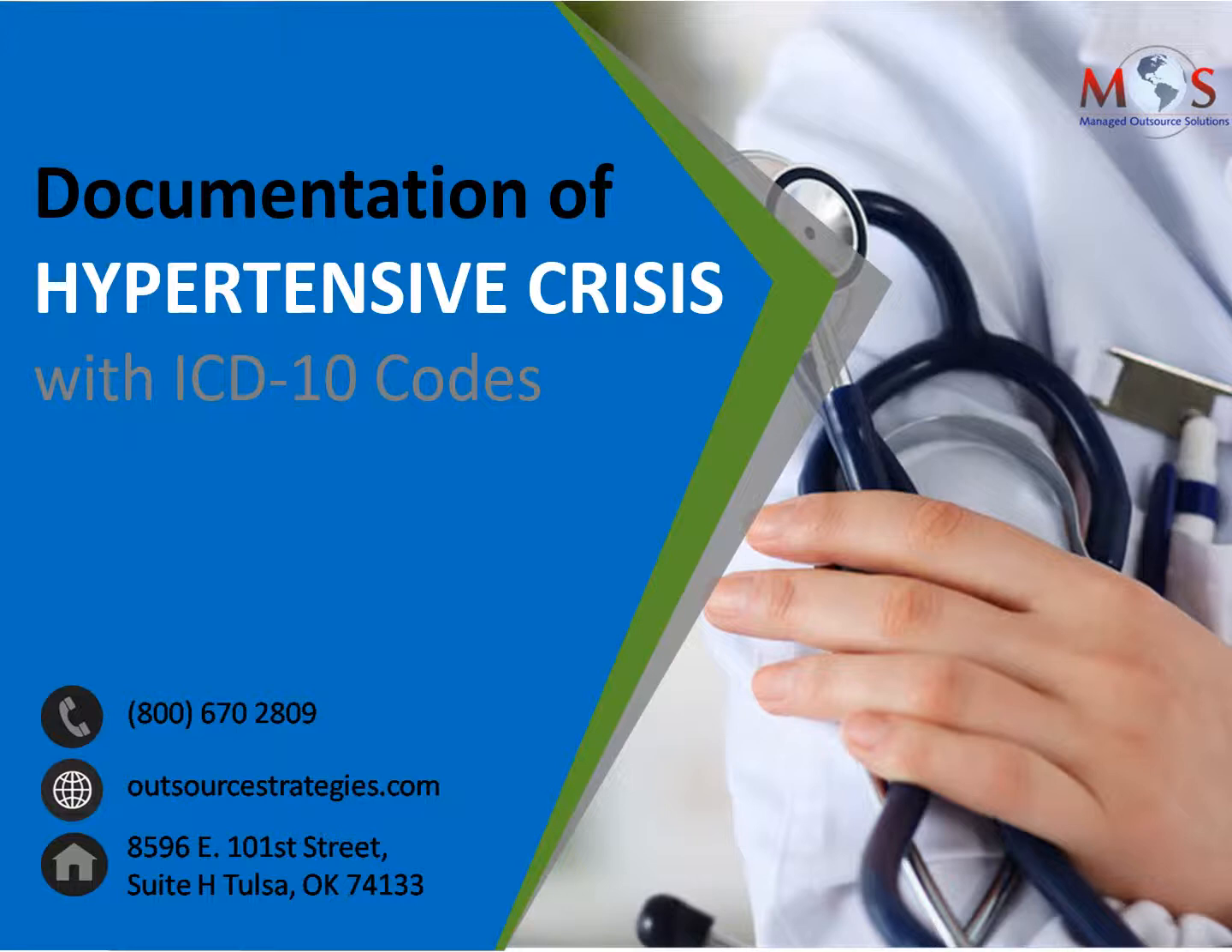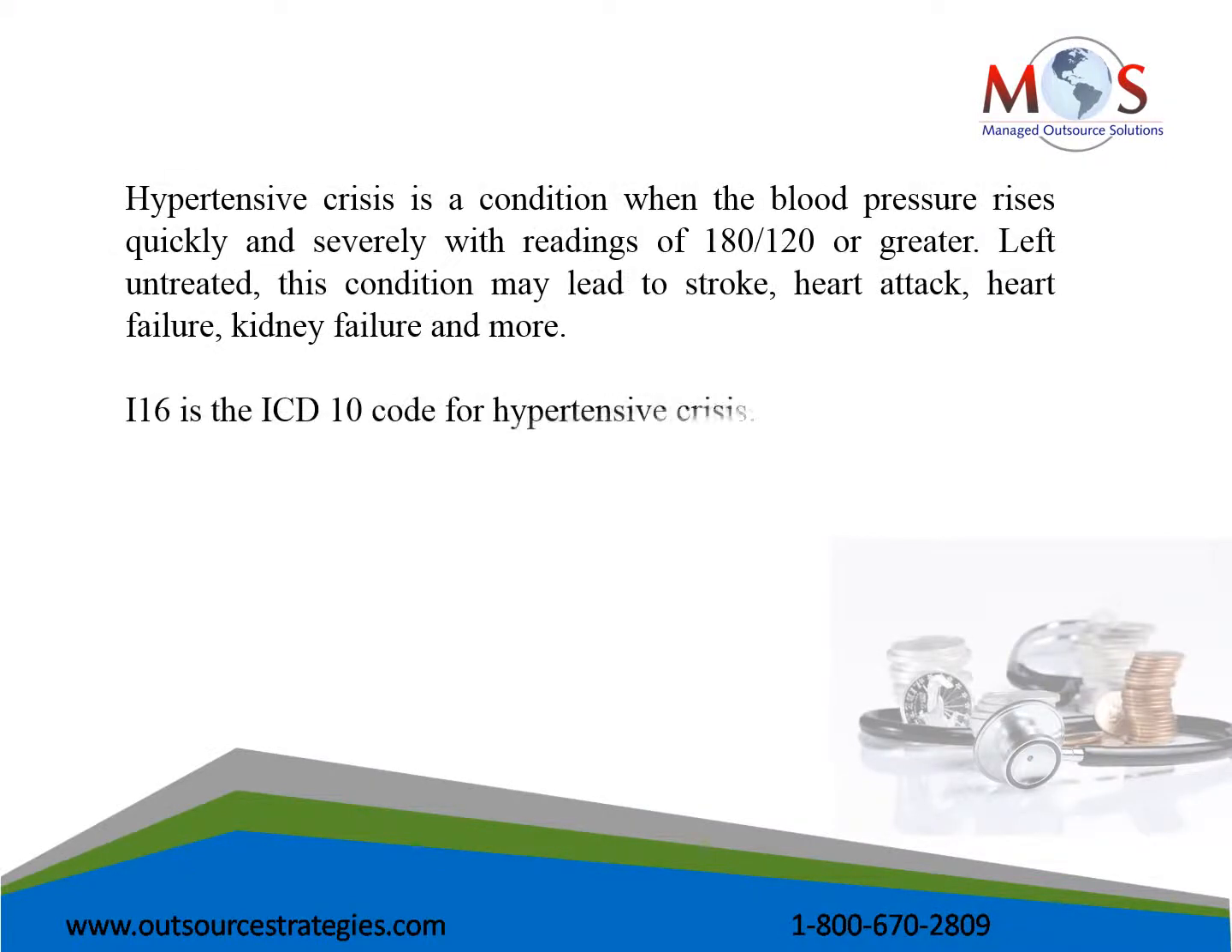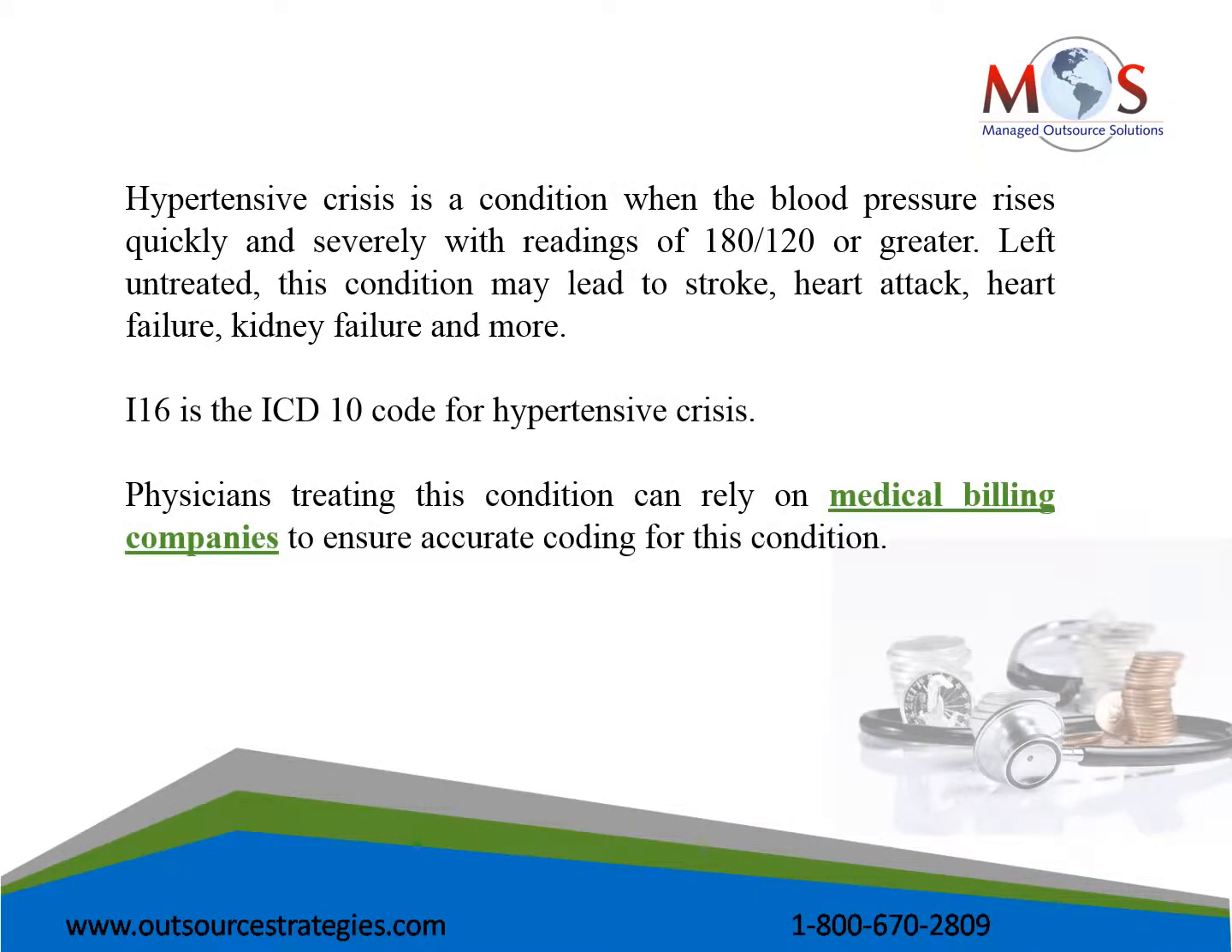Today, I will be discussing how to document a hypertensive crisis using ICD-10 diagnosis codes. First, let me start off by explaining what a hypertensive crisis is. A hypertensive crisis occurs when the blood pressure rises quickly and severely, with readings of 180 over 120 or greater.